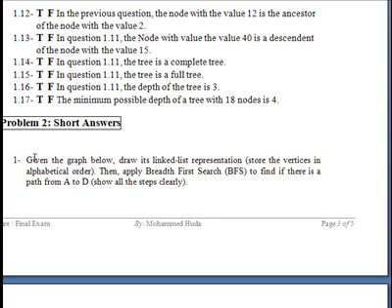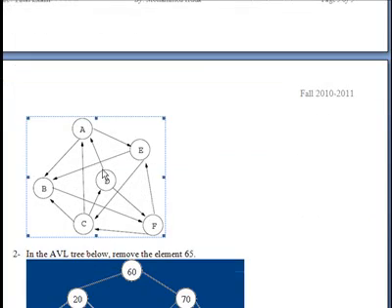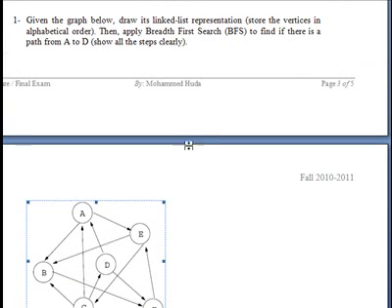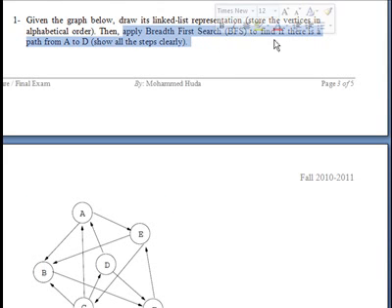Today we are going to solve question number 1 in problem number 2. Given a graph below, this is the graph. It's a directed graph, as you can see. So we have to represent it in a linked list representation. Remember, we have studied in the lectures 2 representations, the matrix and the linked list. Store the vertices in alphabetic order, then apply the breadth first search to find if there is a path from A to D. So we want to go from here to here using the breadth first search.